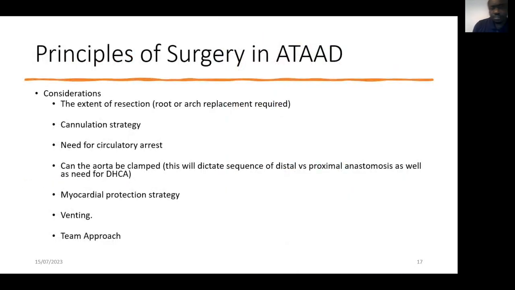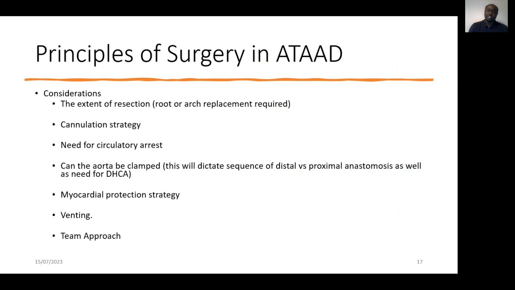So what are the principles of surgery in a patient with dissection? First, you need to understand the extent of dissection. What am I going to do in theater? How much will I take out? How much will remain? Will the aortic root be replaced? So that's the valve and sinuses of Valsalva. Would I need to do the arch also? This thinking will guide you on whether you need to clamp the aorta, not clamp the aorta, or you need to cool the patient down and do a circulatory arrest.